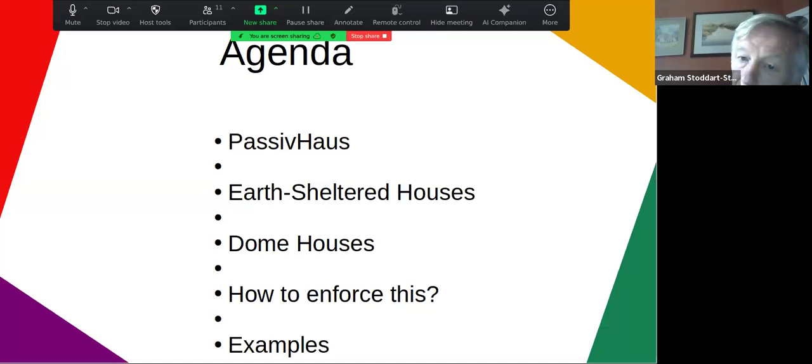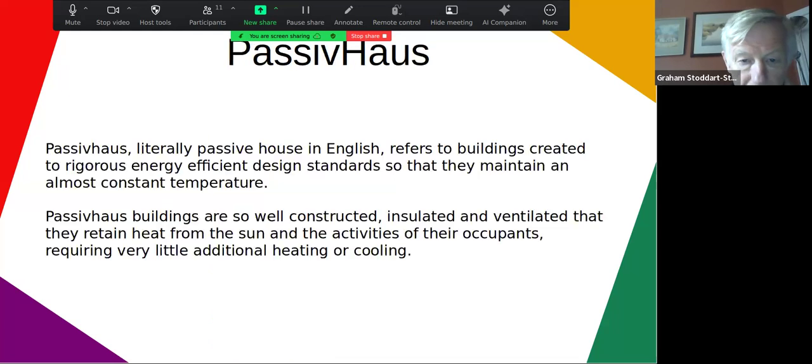But I want to just remind people what PassivHaus standards are for building. Then we can discuss earth-sheltered houses and dome houses as other ways of getting to the same sort of levels. Then we can talk about how we can enforce this in our local communities. And just to satisfy everyone's desires, I'll give some examples of where it's happening.